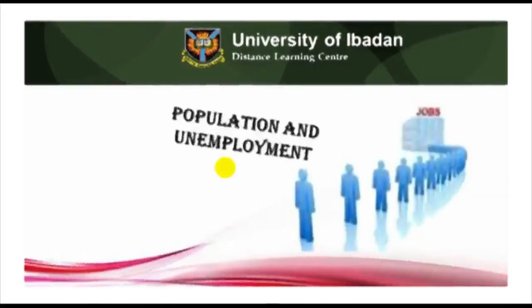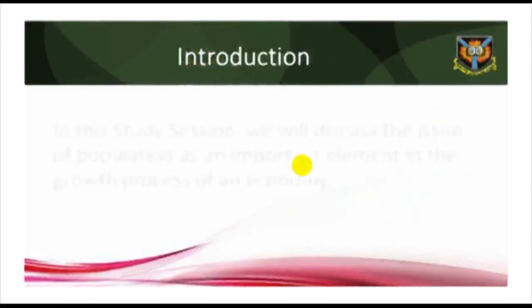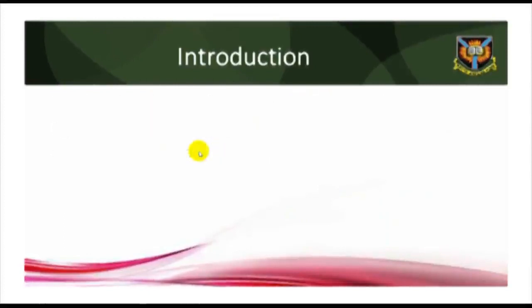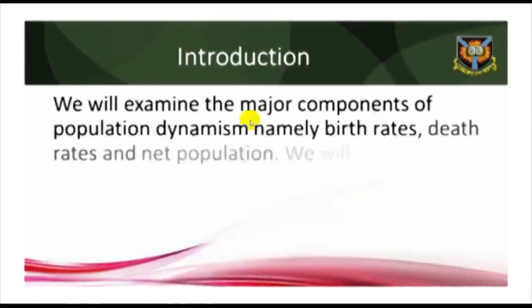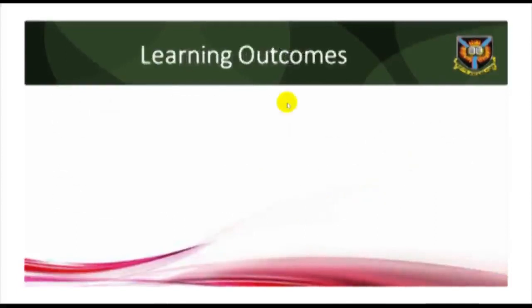Study Session 6, Population and Unemployment. Introduction. In this study session, we will discuss the issue of population as an important element in the growth process of an economy. We will examine the major components of population dynamism, namely birth rate, death rate, and net population. We will also examine unemployment as a social malaise and its implications for the process of growth.